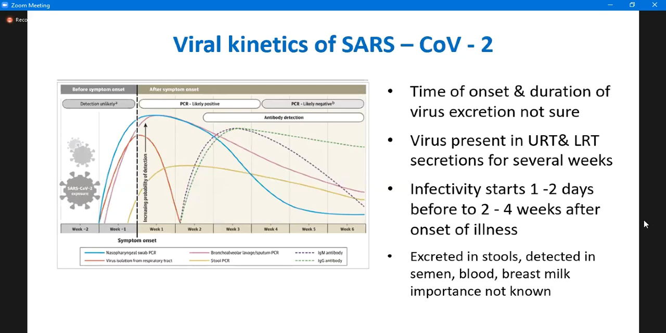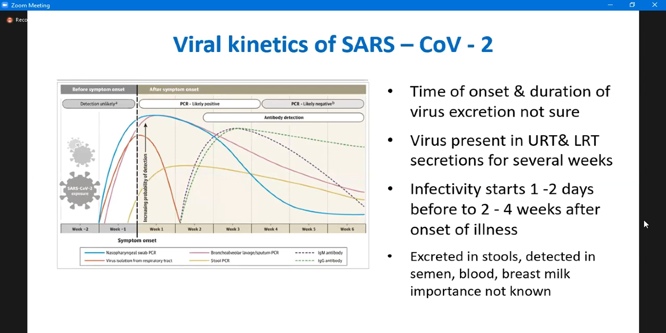The exact time of onset and the duration of virus excretion is not sure. However, the virus is present in the respiratory secretions 1 to 2 days before the onset of the illness, and about 1 to 2 weeks after the onset of the illness in the case of mild infection. However, virus excretion may last for several weeks in more severe infection. Therefore, the period of infectivity starts 2 days before the onset of the illness, and it can go up to several weeks after the onset of the illness.